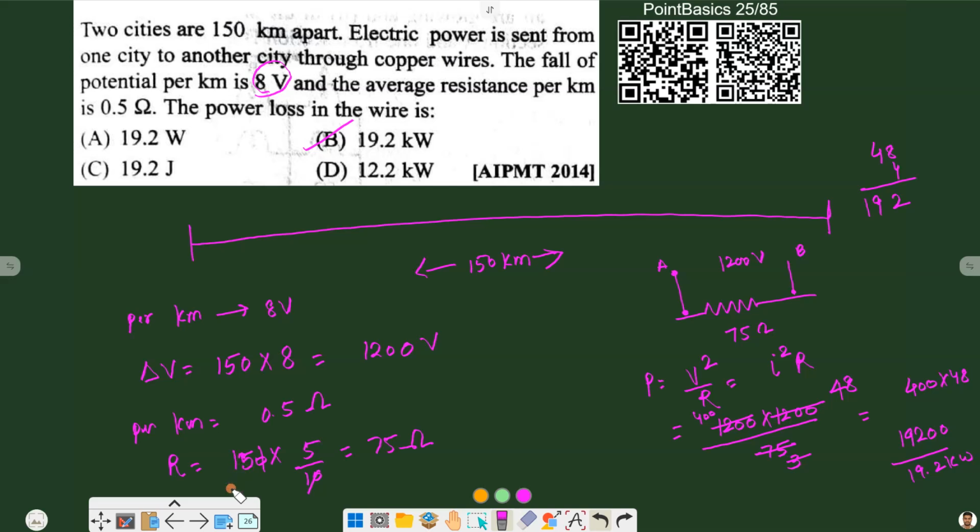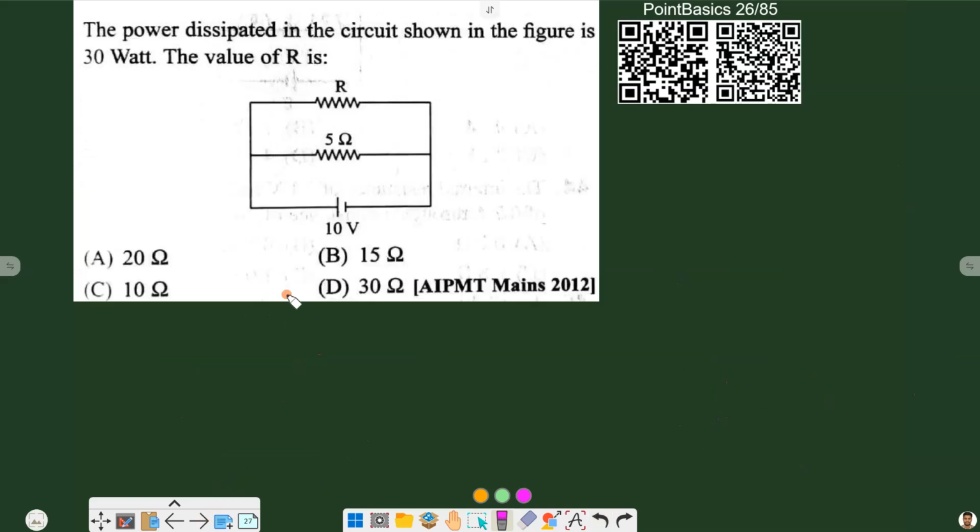Moving to the next one. Power dissipated in the circuit shown in the figure is 30 watt. Find the value of R. So total power dissipated is 30 watt. Now as we can see, this system is in parallel. So total power dissipated will be power dissipated in resistance R plus power dissipated in resistance of 5 ohm. Now that should be equal to 30 watt.